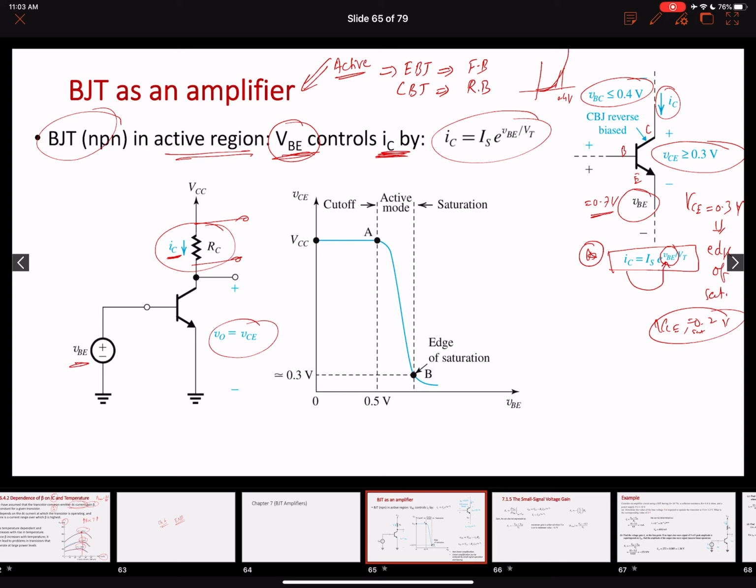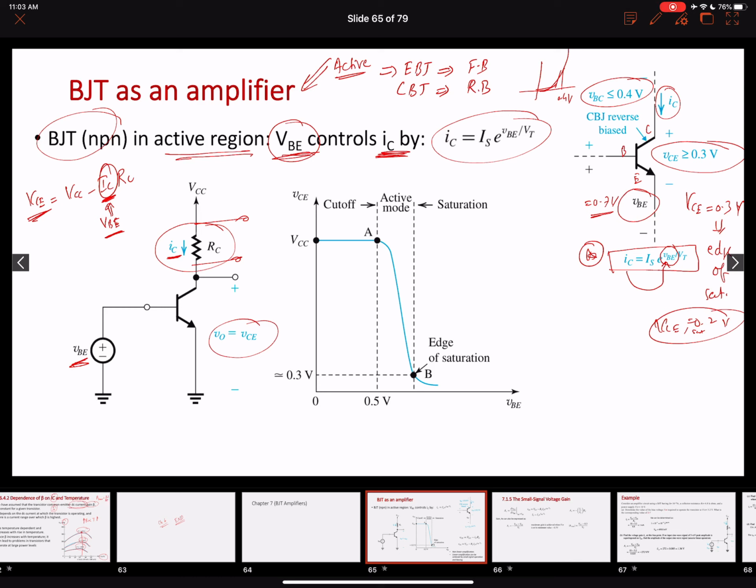However, if you write the equation for this, your output voltage VCE equals VCC minus ICRC. So whatever changes occur because of VBE changes will result in changing the collector current. That will change this product value ICRC, and that will be reflected in the changes in VCE. This is why we can also take an output across collector to emitter and still use it as a voltage amplifier. So it's a voltage controlled voltage amplifier.